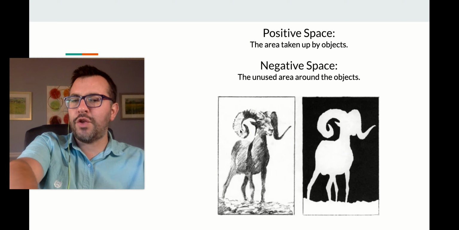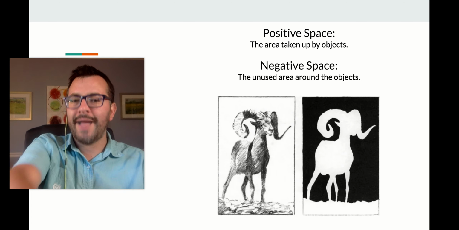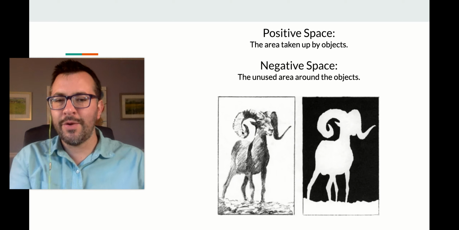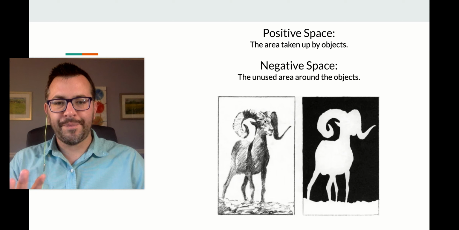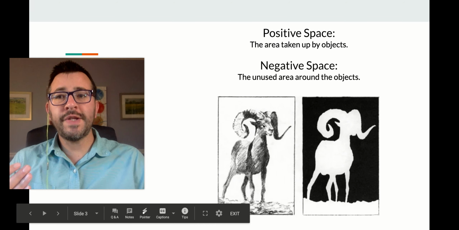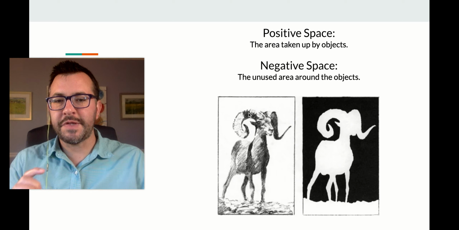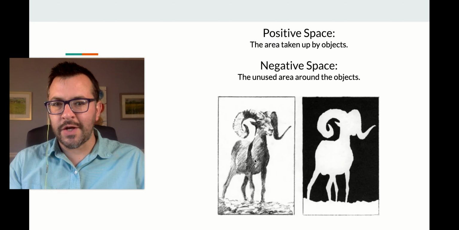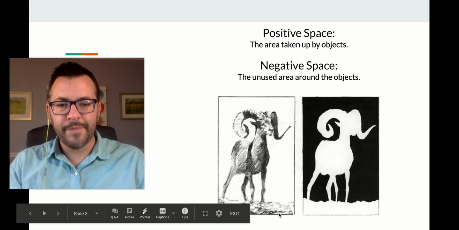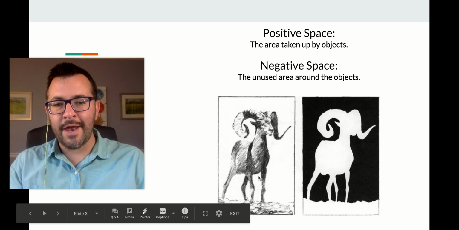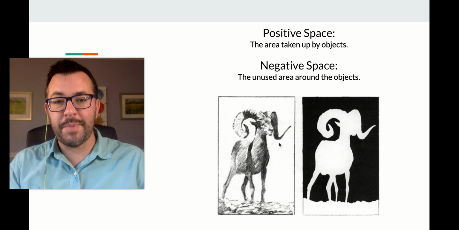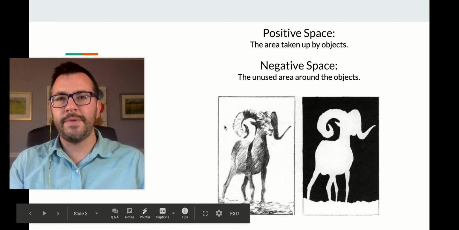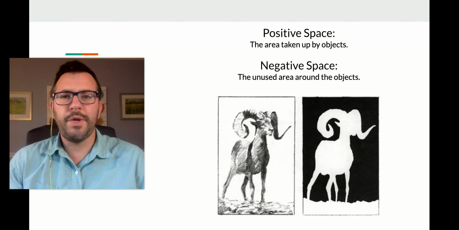So in the drawing of this ram, I'm going to call it a ram, I'm not really up on my horned animals. In the drawing on the left, the artist has emphasized the positive space because they've drawn lots of details into the creature. So the positive space here becomes the animal and the ground because that's where the stuff is. And the white space around it, the blank background, that's negative space. It's the unused area around it. Does that make sense? I'm assuming you're all saying yes.